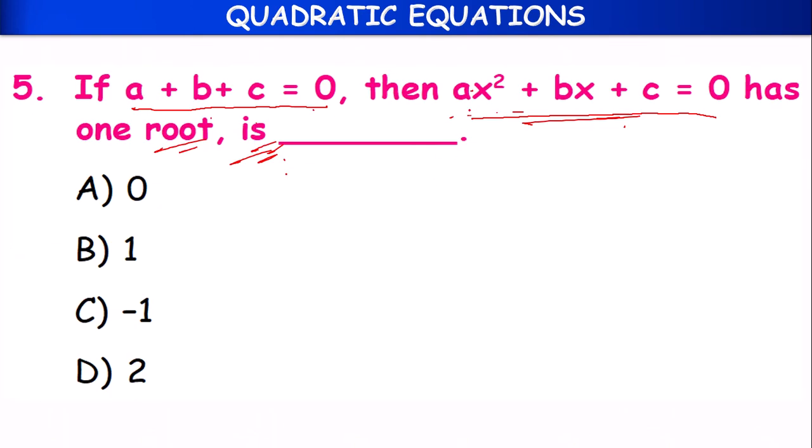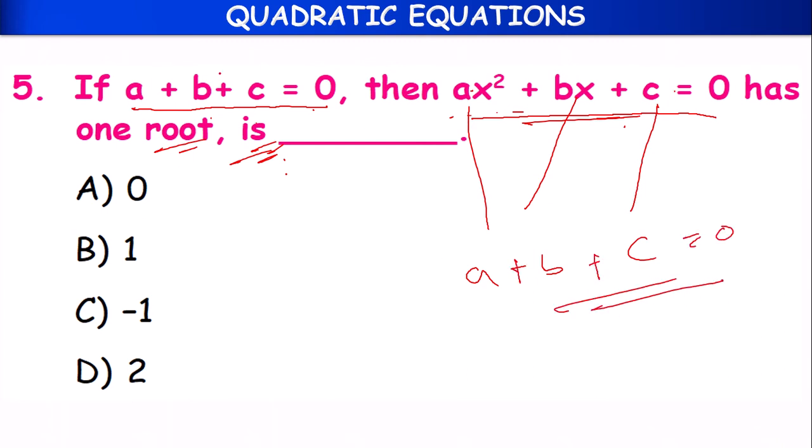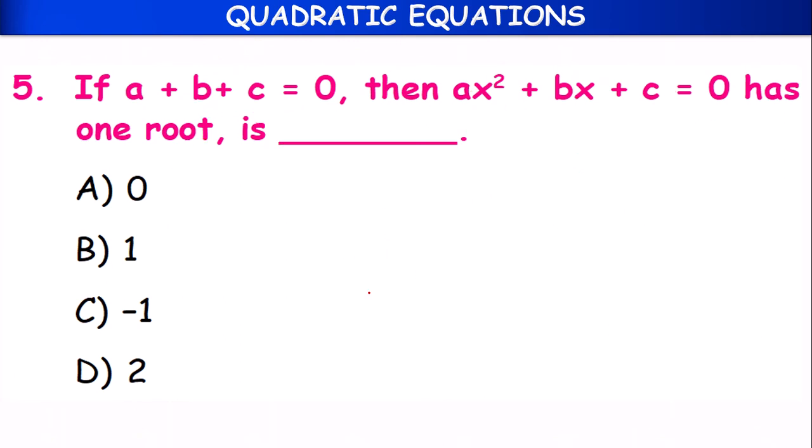Here the coefficient is a, here the coefficient is b, here the coefficient, meaning constant, is c. If the sum of all the coefficients is 0, like a plus b plus c equal to 0, then for that quadratic equation, without solving, directly we can say that 1 is the root of that quadratic equation. One of the x values will always be 1. So option B, 1, is the correct answer, children.